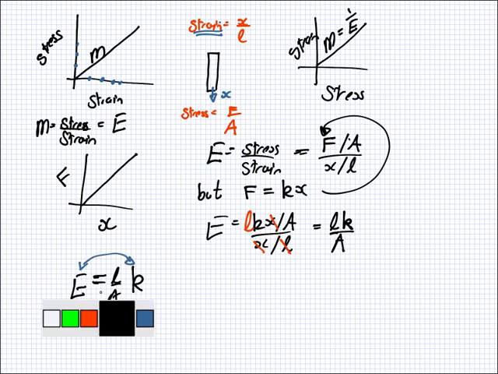Now, what's important here is that E is proportional to K. What that means is, if this material has a bigger K, it also has a bigger E, and if it has a smaller K, it has a smaller E. So the meaning is very similar. If something is very, very difficult to stretch, the K and the E are big. And if it's easy to stretch, they're small.